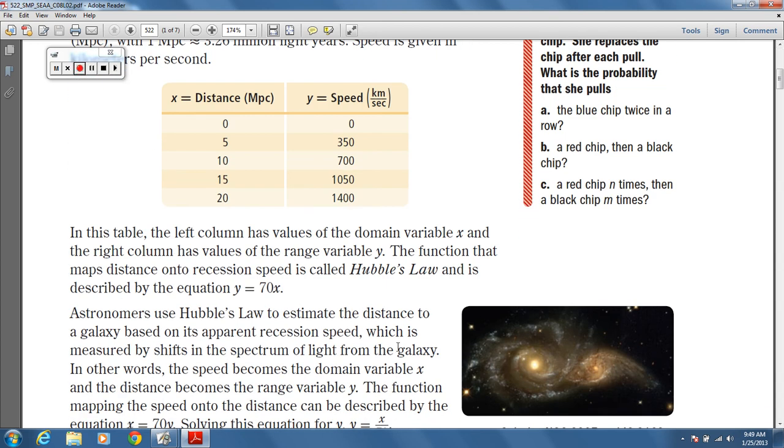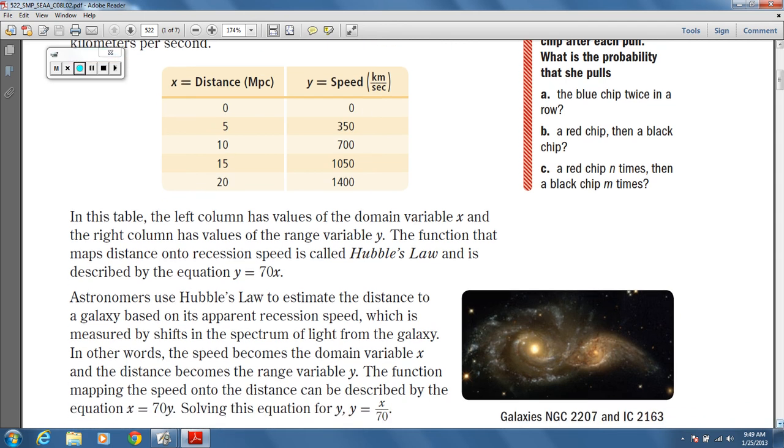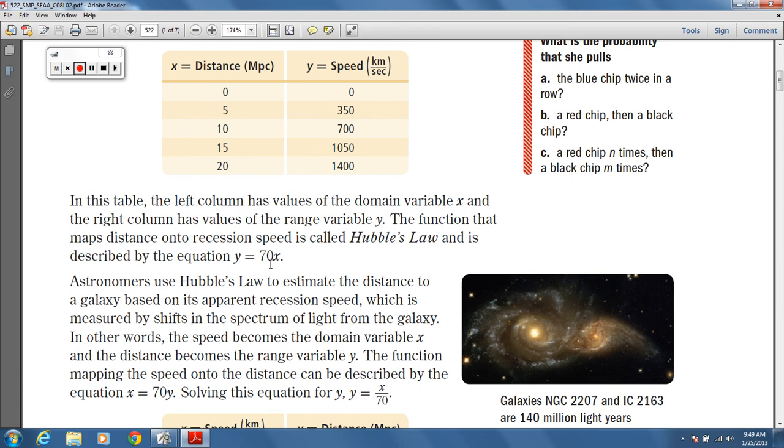Astronomers use Hubble's law to estimate the distance to a galaxy based on its apparent recession speed. Sometimes it is easier to measure that speed, which is measured by shifts in the spectrum of light. In other words, the speed becomes the domain variable x, and the distance becomes the range variable y. So sometimes we want to switch the table so that the speed is the domain, what we get to choose, and the distance is the output. They won't have the same equation, obviously, because the relationship's not the same, but these two equations are related.